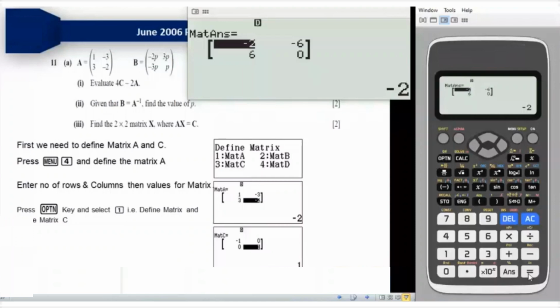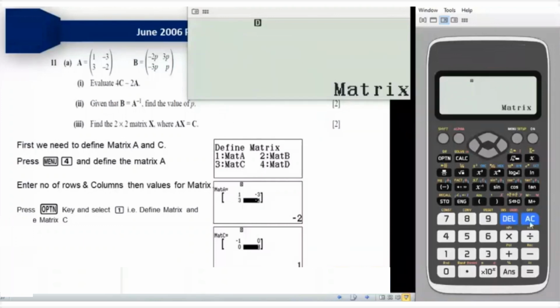Then please realize we were unable to input matrix B. Why were we unable to input it? Because it had variables attached. But the second part of the question indicates that matrix B is equal to A inverse. So matrix B is the same as A inverse.